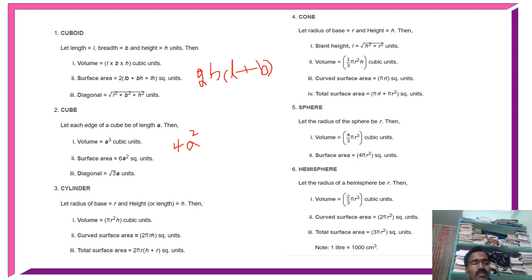Cylinder, where R is radius, H is height, then volume is pi r square H cubic units. Curved surface area 2 pi r H square units. TSA 2 pi r of H plus r square units.